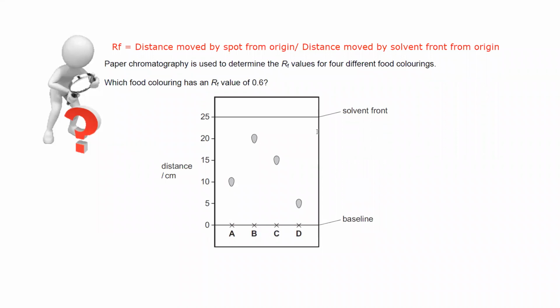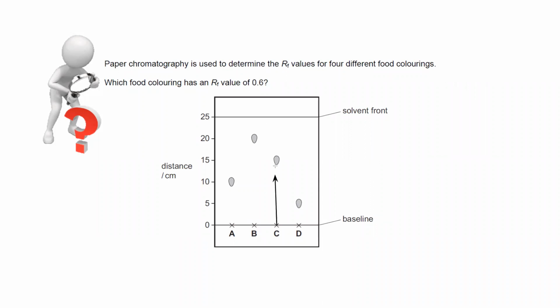So the correct answer for this one is C. Why is C the right answer? Because the distance moved by the spot, and it's not like we take the starting point or ending point, we take the middle, the center of the spot, to the distance moved by the solvent front. So this is 15 and the solvent front is 25, so 15 divided by 25 equals 0.6, so it matches with C.